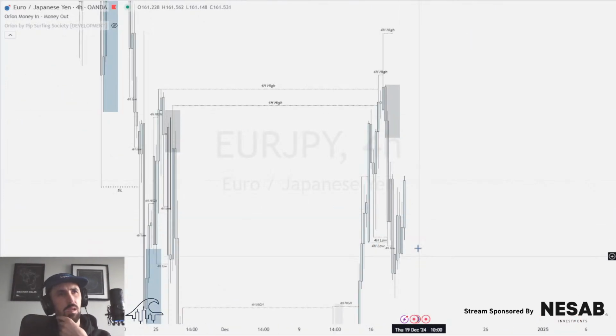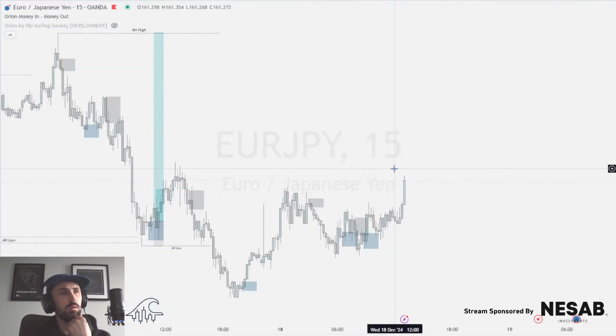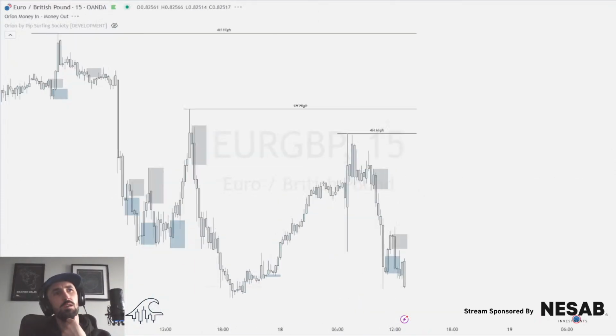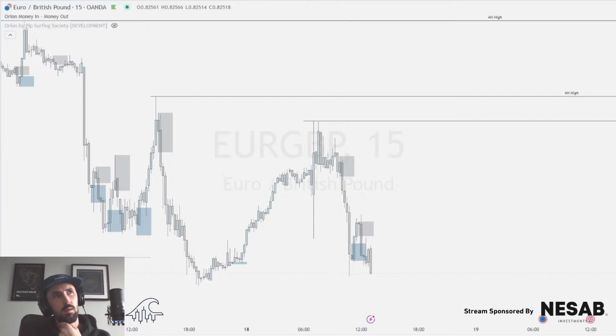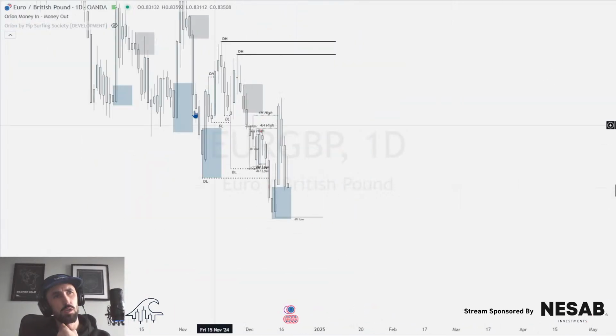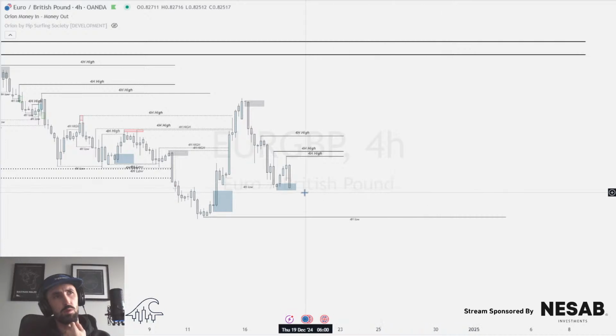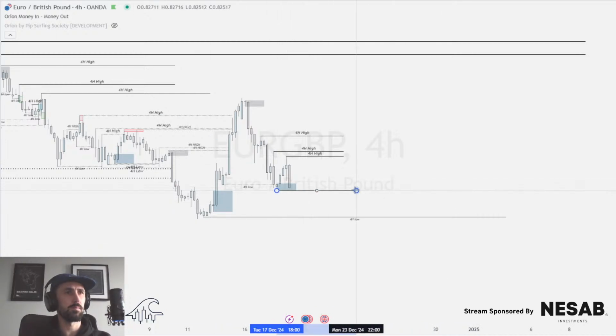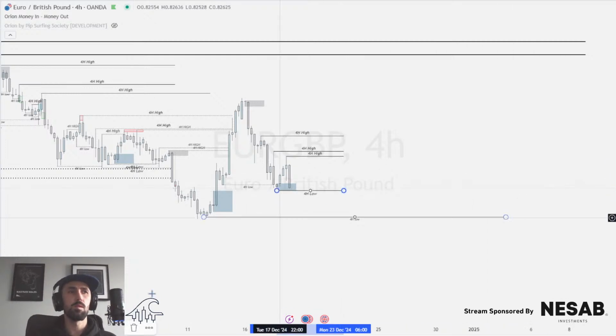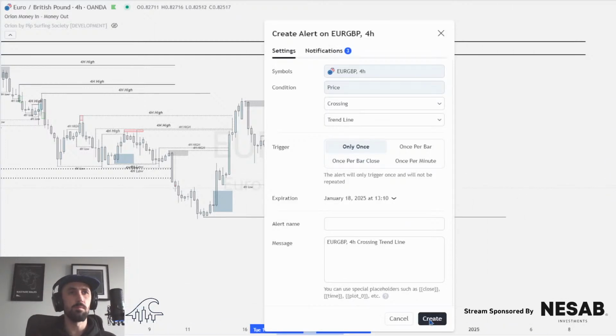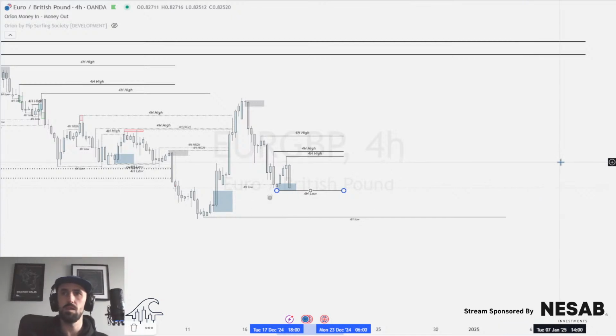We had a low ran right there. No tap in. Euro GBP, we're bias bullish on this. Yes, 4 hour low being here. There was an initial tap in, but price action didn't really give anything. So we'll know if price runs this low here or the low underneath it. We're just going to set an alert on it. Like that, nice and easy.